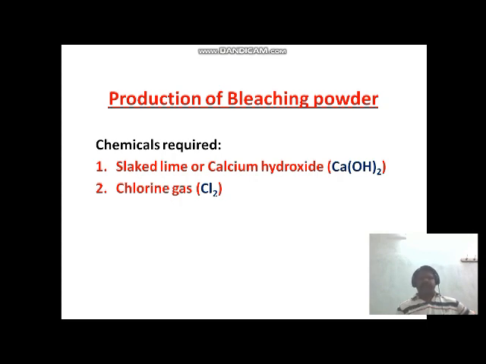You already know very well that slake lime or calcium hydroxide is present in the solid state, and if we add water it is converted into the liquid state.